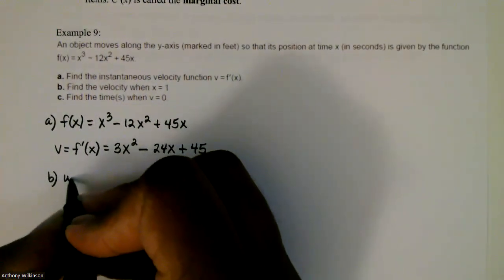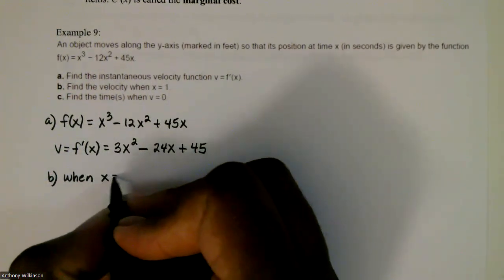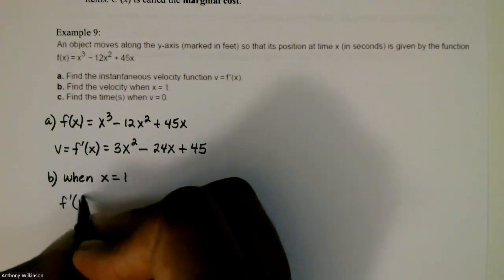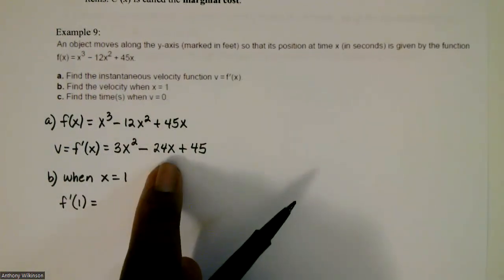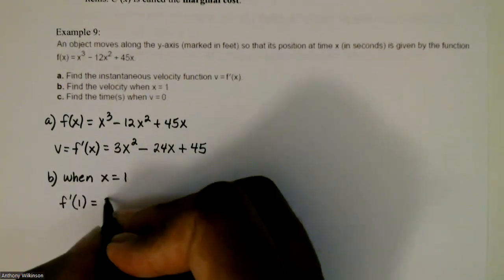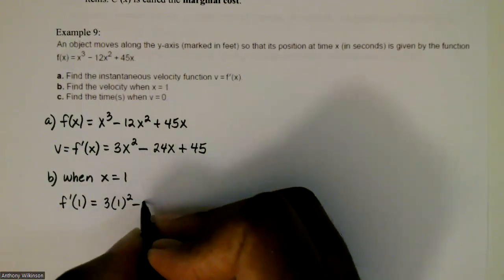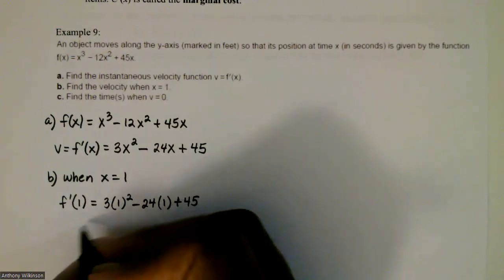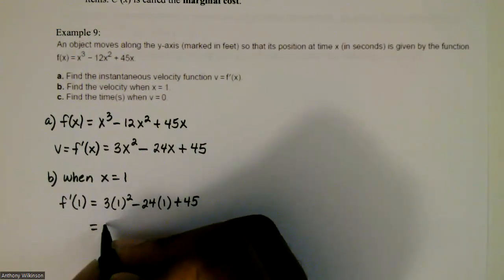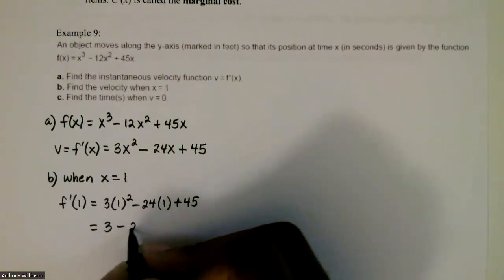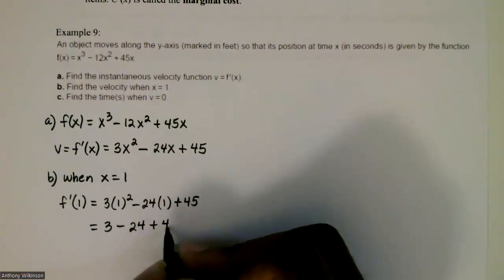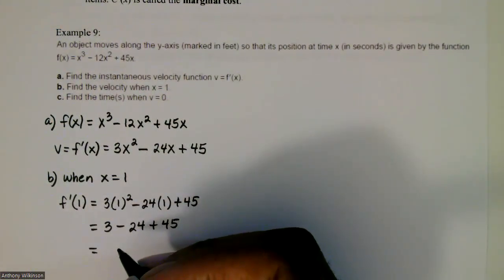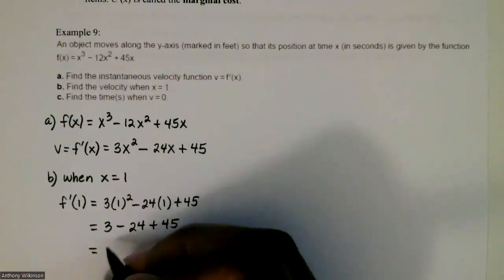Part B is to find the velocity when x is equal to 1. So when x is equal to 1, f prime of 1, we're just going to substitute the x in our f prime of x function with 1. So it'll be 3 times 1 squared minus 24 times x, which is 1, plus 45. Well, 1 squared will be 1 times the 3 in front will be 3, minus 24 times 1 will be 24, plus 45. 3 minus 24 will be negative 21. Negative 21 plus 45 will be 24.